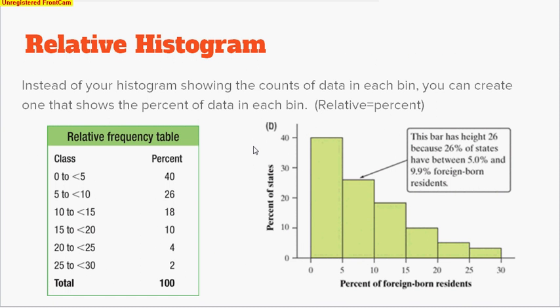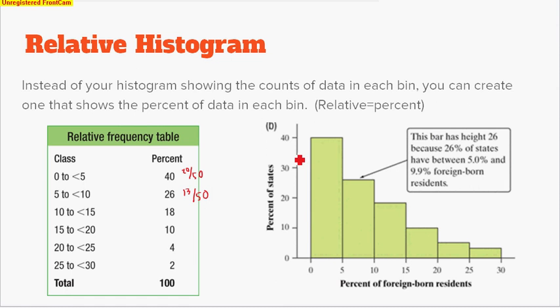We could also have an example of what we call a relative histogram. We talked in class that the word relative means percent. So instead of showing the number of states in each bin, it shows the percent. If you recall, there were 20 states in that first bin. So 20 divided by 50 states is 40%. There were 13 out of the 50 states from 5 to 10%, so that would be 26% of the states. And then you build your histogram not based on how many states, but the percent of the states.